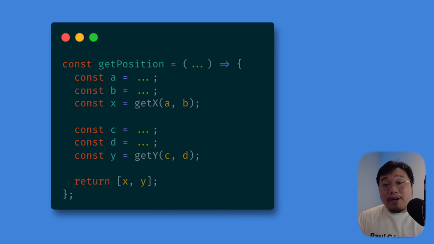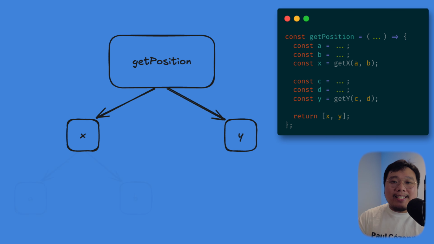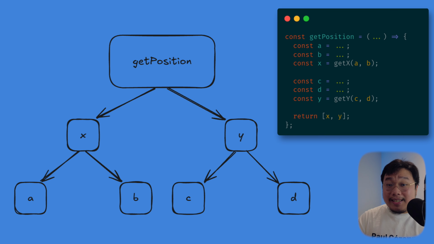Well, when I say abstraction, maybe what I meant was the dependencies between things in the code. In this case, get position depends on x and y, and x depends on A and B, y depends on C and D. So we have 3 levels of dependencies or abstractions or whatever you like to call them. At the top, we have get position. In the second layer, we've got the x and y, and the third layer, we have A, B, C, D.